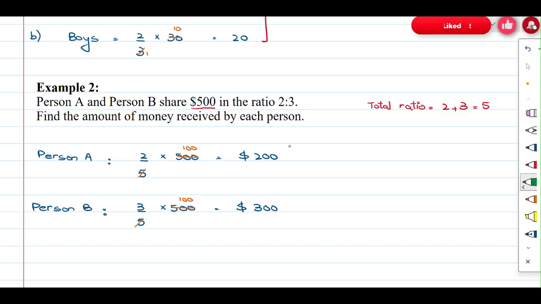Now here you can see $200 plus $300, their sum should be equal to the total amount, which is 500. So it's correct.